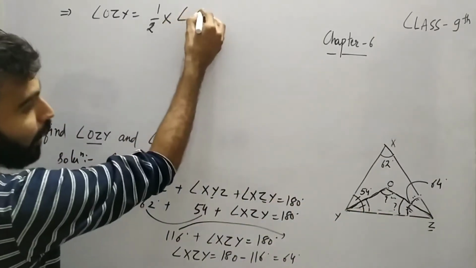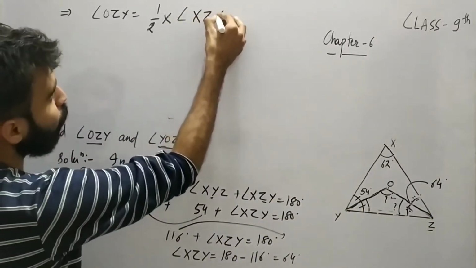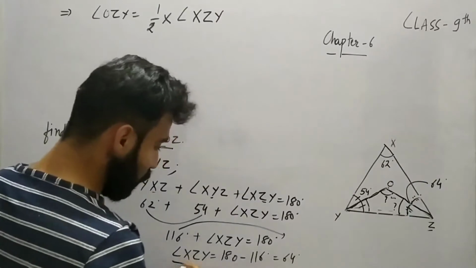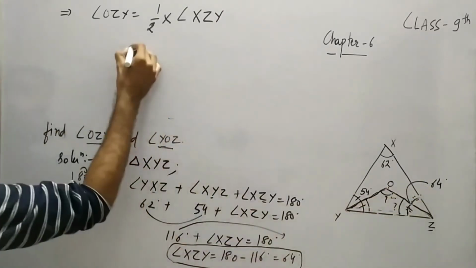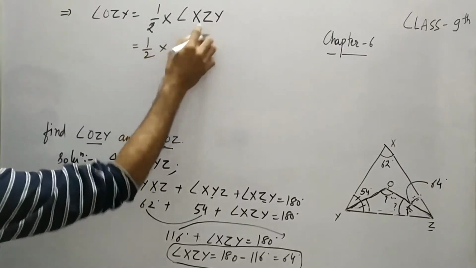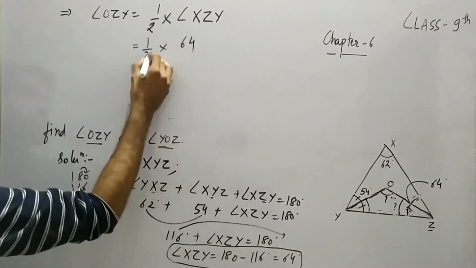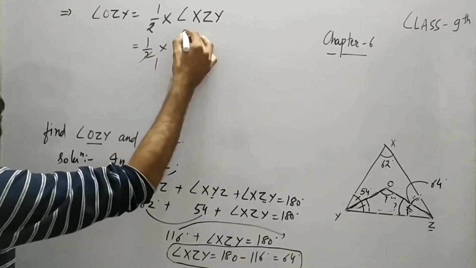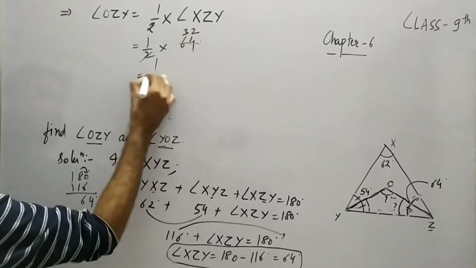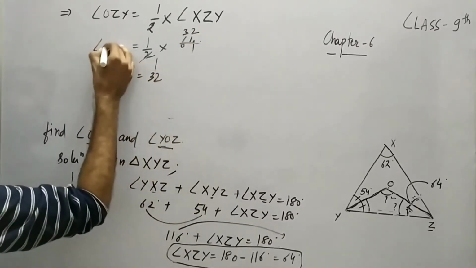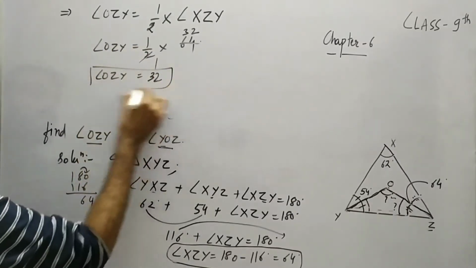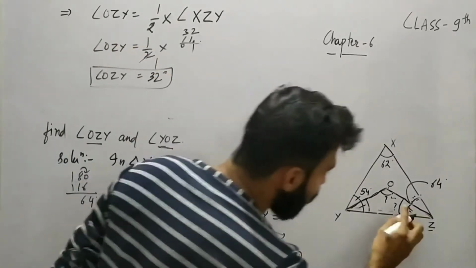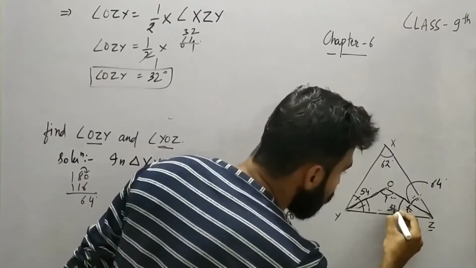So half of angle XZY, and we know angle XZY is right here, that is 64 degrees, right? So let me just place that. So at the place of XZY, I'm just simply placing 64. Now we can cancel it out. So 2 3 is 6, 2 2 is 4. So this will give me angle OZY as 32 degrees, right? So this angle is now 32 degrees.